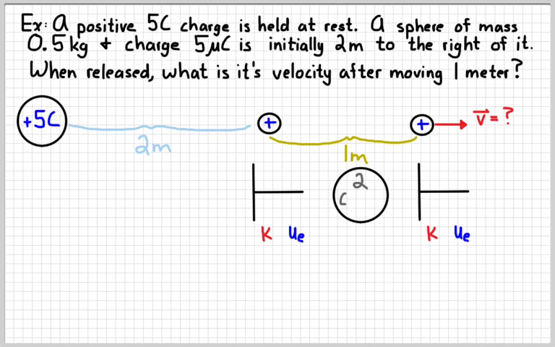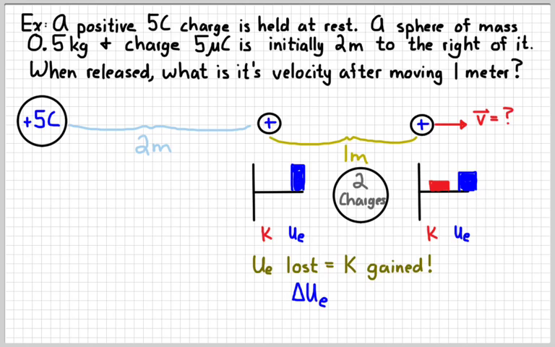If we sketch out a quick LOL chart, the system is those two charges. We're going to start with a bunch of potential energy, and then as it moves, it's going to lose potential energy and gain kinetic energy. Since energy is conserved, whatever potential energy is lost has to equal the kinetic energy that's gained. To write it in equation form, we're going to lose some potential energy. That's going to tell us how much energy is gained in kinetic energy.